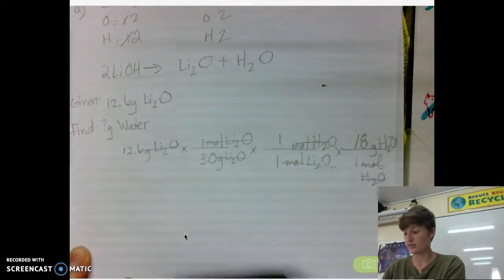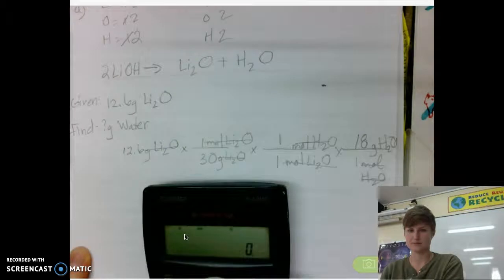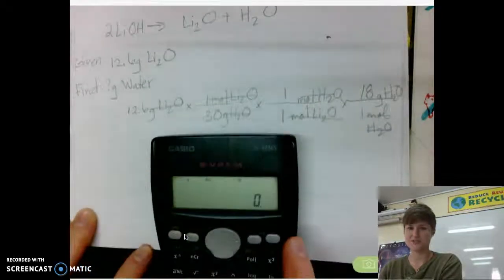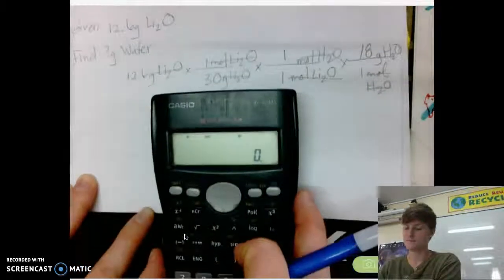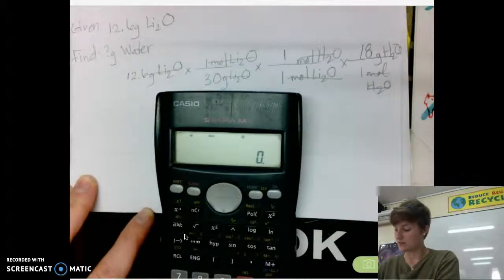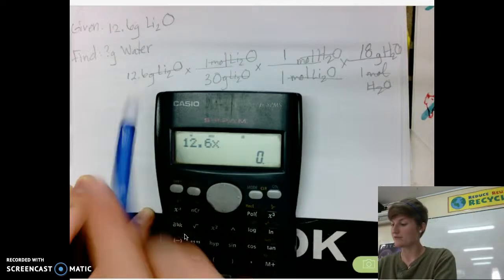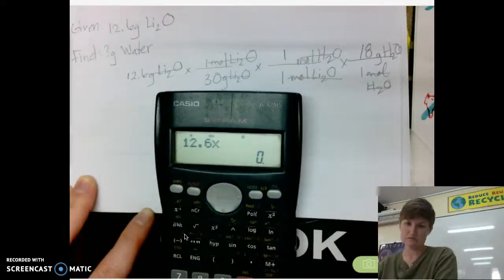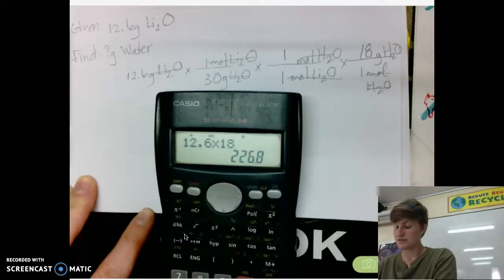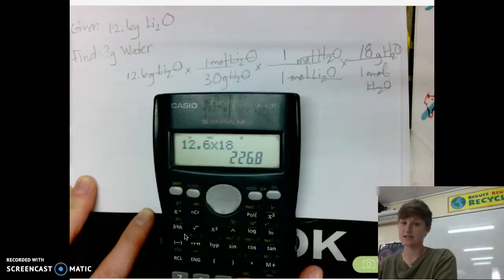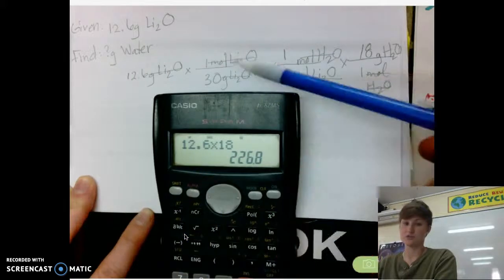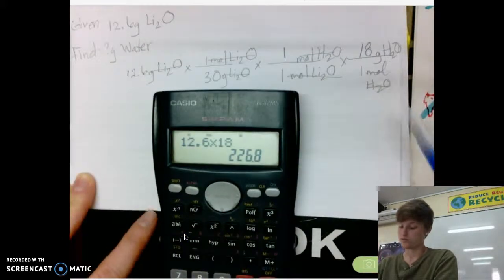So then we take our calculator, and I'll plug this in for you so you can see what I'm doing exactly. 12.6. And I'm going to multiply that by everything in the top, times 1 times 1. I don't need to do that. Times 18. And I want to push the equal sign so that everything is divided by everything on the bottom, which is 30, 1, and 1. So just 30.